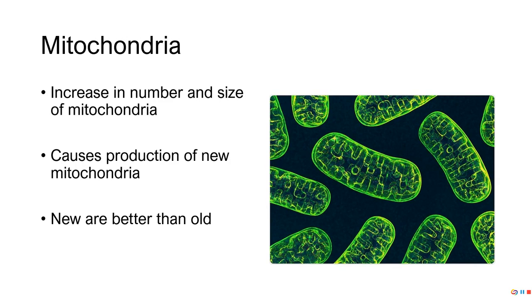Training also does some things to mitochondria. First, we'll increase the number of mitochondria. Think of mitochondria as our factories. If I've got more factories, I can produce more ATP. If I've got bigger factories, I can generate more ATP from each factory. So training causes my mitochondria to increase in size and number, and it also causes new mitochondria to be created. Another way to think about this is that, generally speaking, new factories are more efficient than old factories.